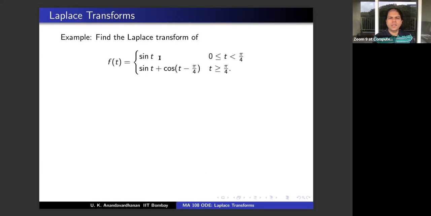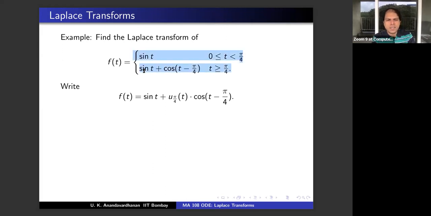It is sine t when t is between 0 and pi by 4, and when t is bigger than pi by 4, it is sine t plus cos of t minus pi by 4. You can apply this formula, or you can do it directly also. So you don't want case by case thing. That is the point. You want to write it as one function, and you can use this step function, Heaviside function, in order to do that.